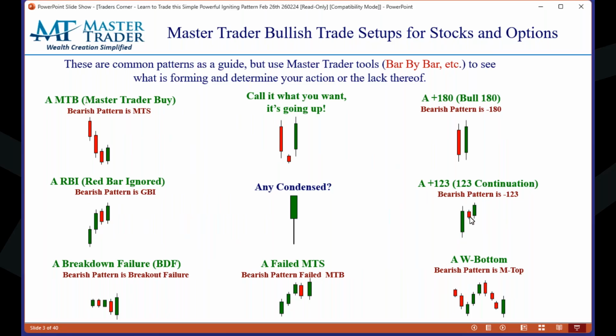Then I want one or more inside bars that stay in the upper third of this big wide range bar. We want this big wide range bar to come from consolidation and not be far from the 20 period moving average. Why? Well, look at the title of the presentation. It's an igniting pattern. Igniting. So from consolidation, this is the start of a new move higher.